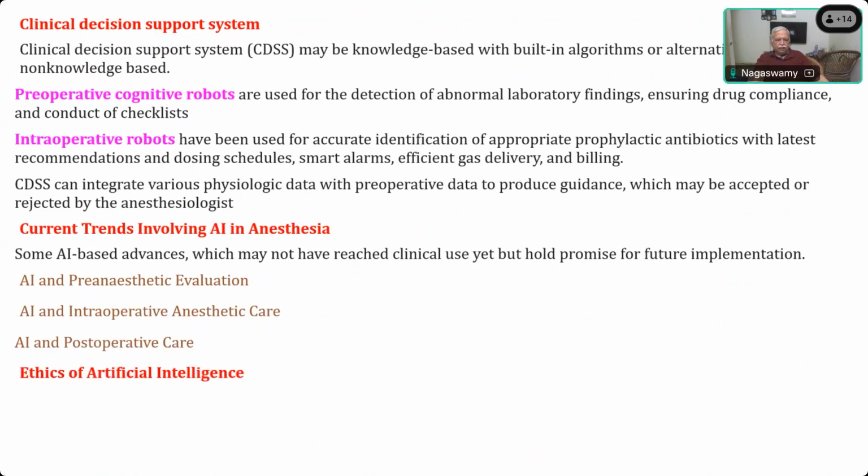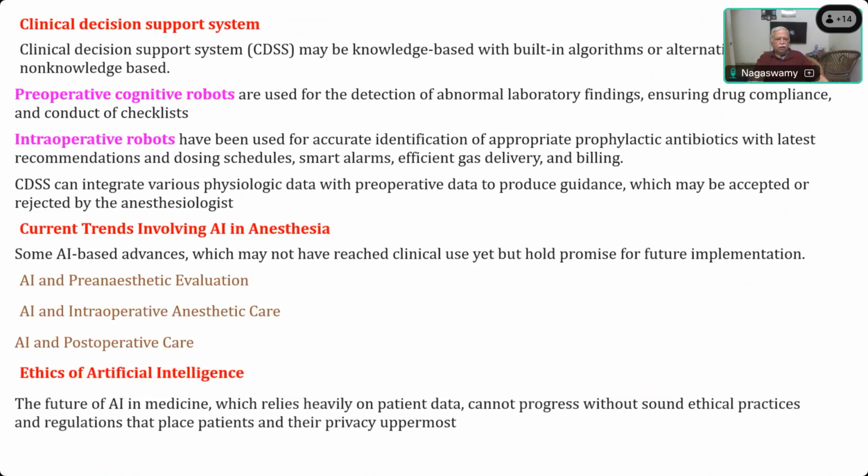But are there any ethical issues involved in artificial intelligence? The ethical issues are that the future of AI in medicine relies heavily on whatever patient data we are going to provide to the computer.